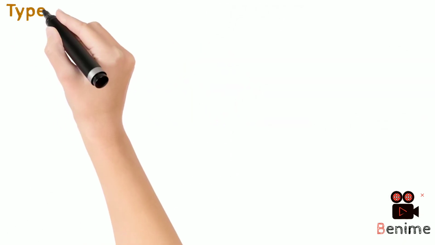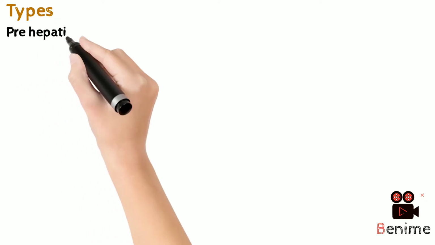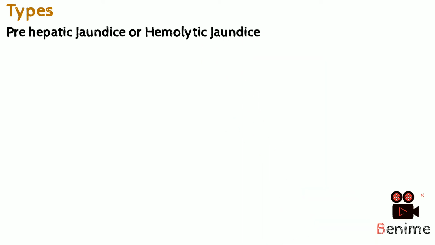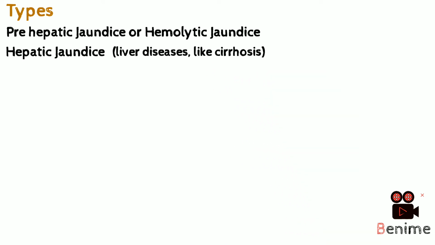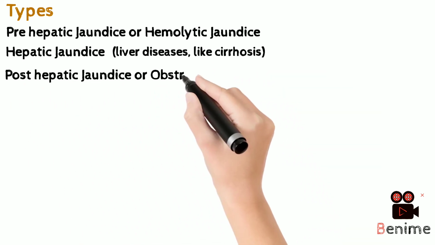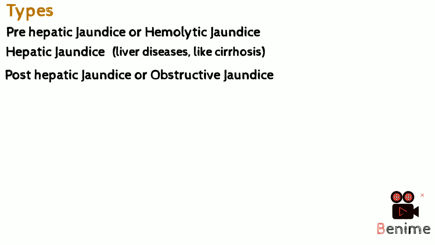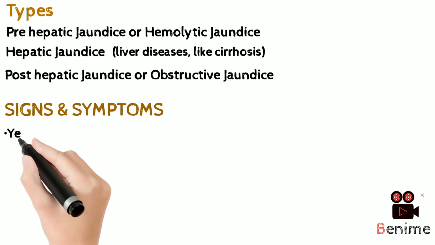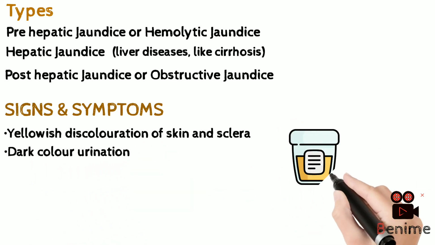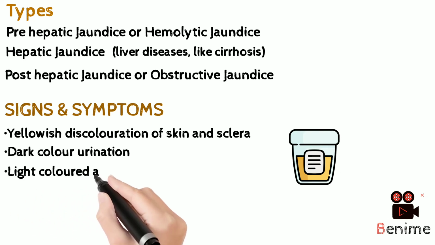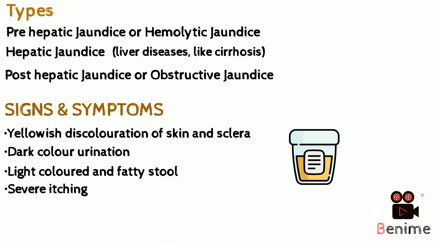Jaundice is classified into three main types, which are important for deciding the course of treatment, and which are prehepatic jaundice or hemolytic jaundice, hepatic jaundice caused by diseases like cirrhosis, etc., and post-hepatic or obstructive jaundice. The classical signs and symptoms of jaundice include yellow discoloration of skin, sclera, and mucous membranes, dark-colored urination, light-colored and fatty stools, severe body itching, generalized weakness, and abdominal pain.